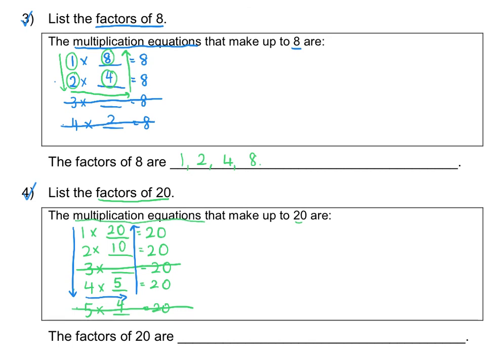So the factors of 20 are 1, 2, 4, 5, 10, and 20. So these are the answers, the factors of 20.